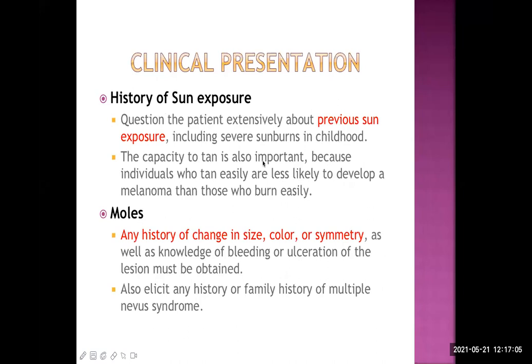Now, ask about the history of sun exposure. What type of sun exposure? Extensive blistering type of sun exposure over a shorter duration is an important risk factor for melanoma. The capacity to tan is also important, because individuals who tan easily are less likely to develop melanoma than those who burn easily. Okay, so burning, blistering type of sun exposure is a more important risk factor than in people who can tolerate that type of sun exposure. If they do not develop damage to the skin even after exposure to very bright sunlight, rather they tan their skin, they have less chance of developing melanoma, than if the skin is damaged, like blister formation as a result of sunburn, then they have more chance of developing it.